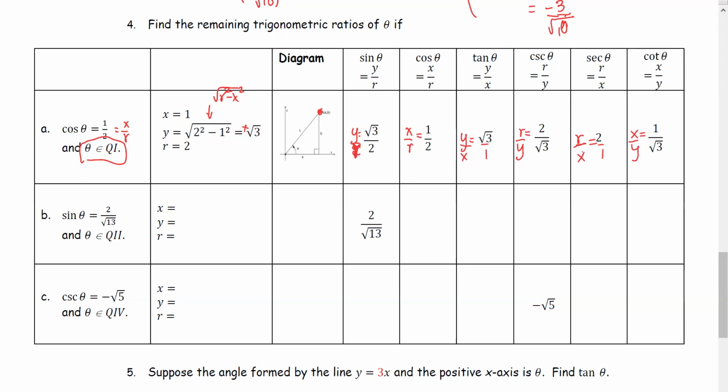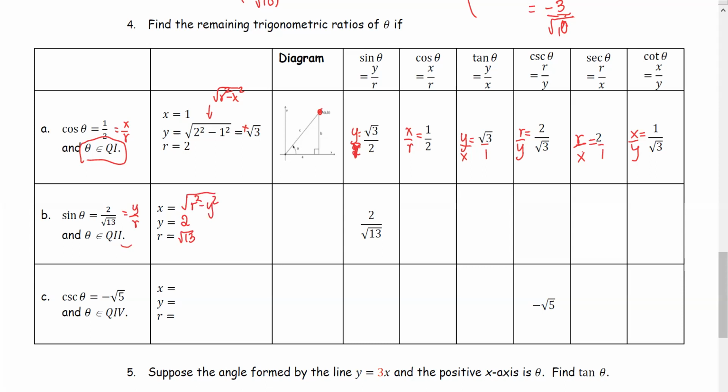Part B. The sine theta is given as 2 divided by square root 13, where theta is in quadrant number 2. By definition, sine theta is y over r. Therefore, y is 2, r is square root 13. To find x, it is the square root of r squared minus y squared.